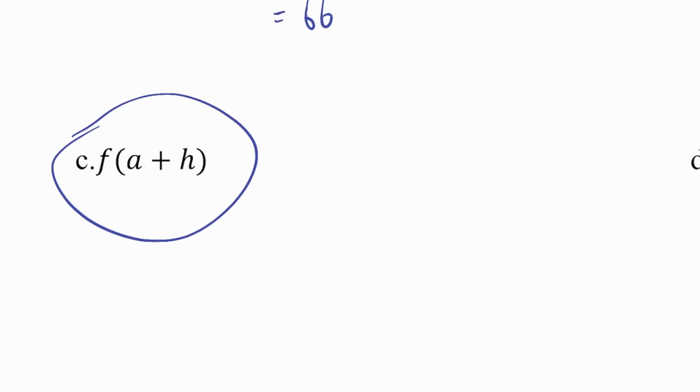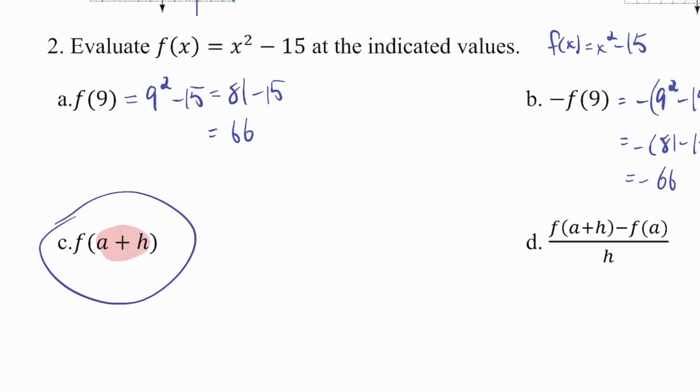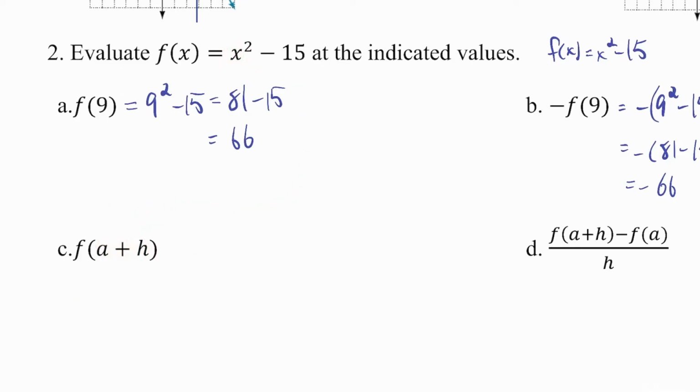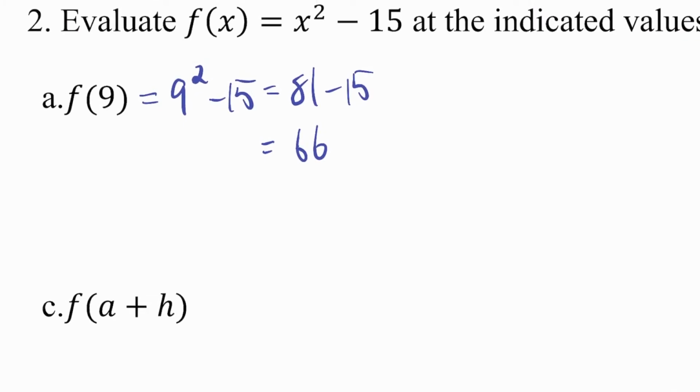So basically, what this says is I'm going to take this expression, a plus h, and plug it in for x into the function formula. So x will get replaced by a plus h. And this is not a squared plus h, or a plus h squared, as in a plus an h with an exponent. This is the group a plus h, squared. So this is equal to (a plus h) squared minus 15.